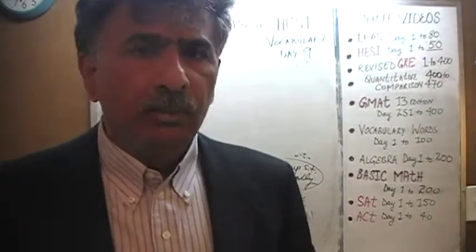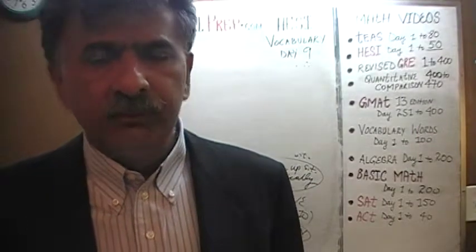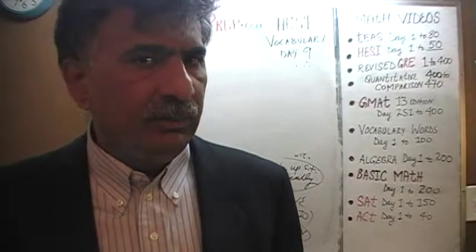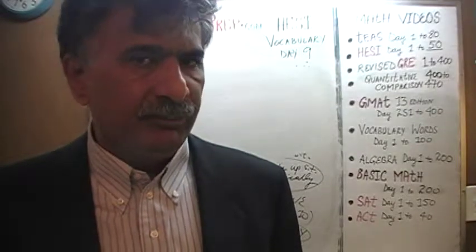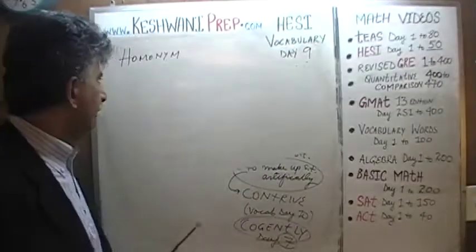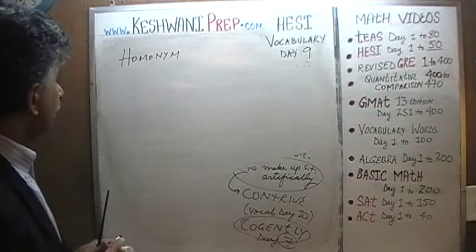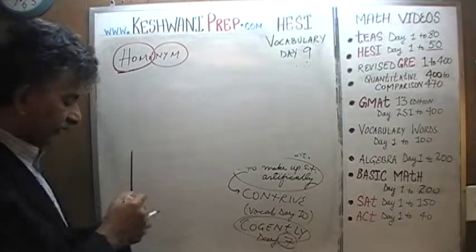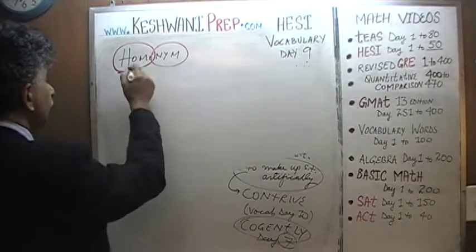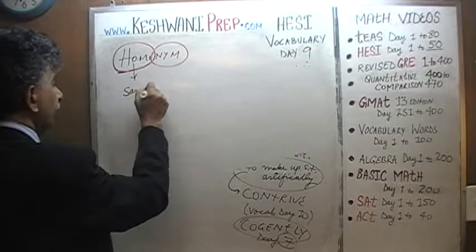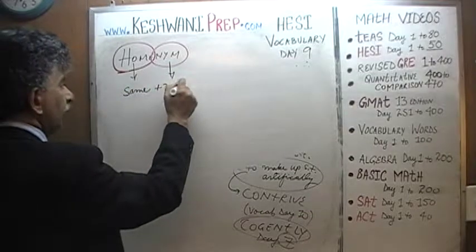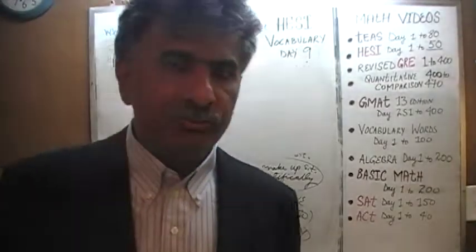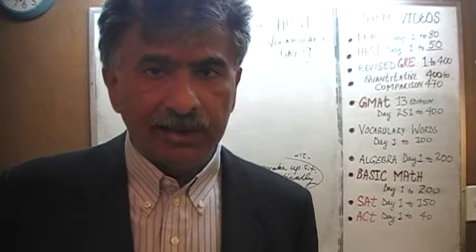Before we actually talk about the notion, the concept of homonyms, let's first dissect the word homonym to see what the word literally means. Homonym is of course made up of two parts: the prefix homo and the suffix nym. Homo, as you know, means same. And nym is the Latin word for name, which is where words like synonym and antonym come from.